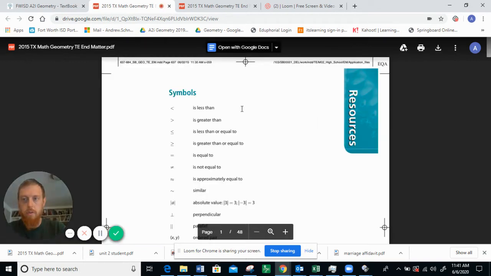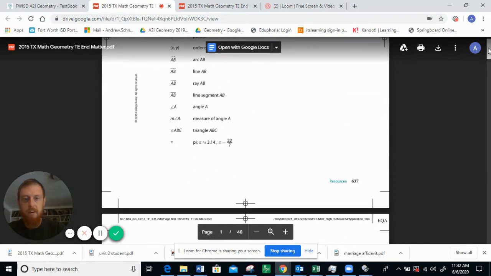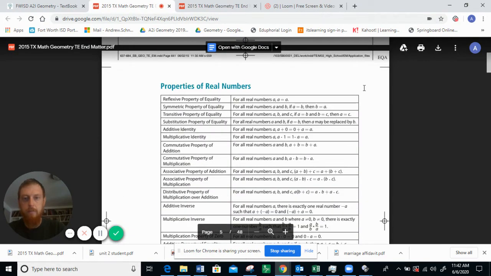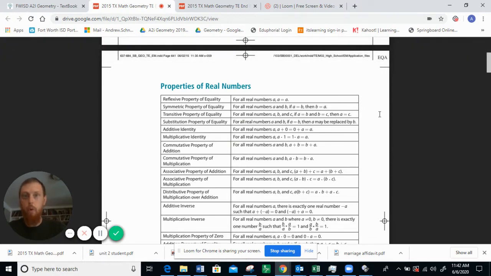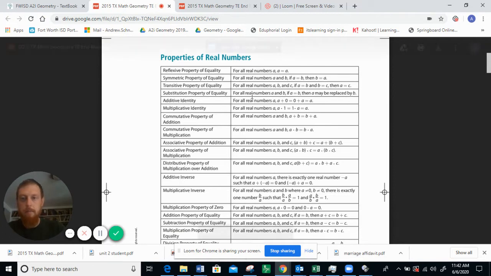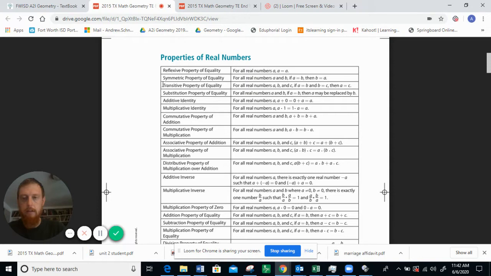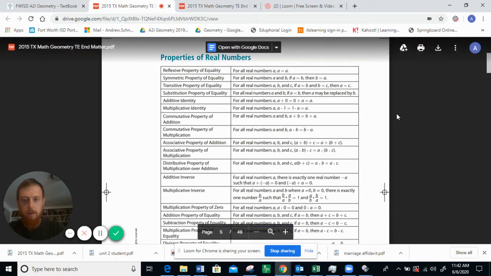If you go to this supplementary material that's at the back of the Springboard book normally, and scroll down to the 5th page, here's a list of all the properties that you're going to use in this class. Some of them we've talked about, some we haven't already. But see, here's the transitive property. That was a big one in the last activity. There's the substitution property. There's the distributive property that we talked about.